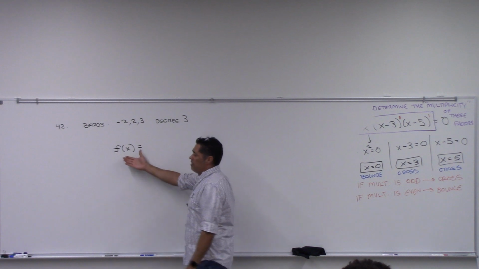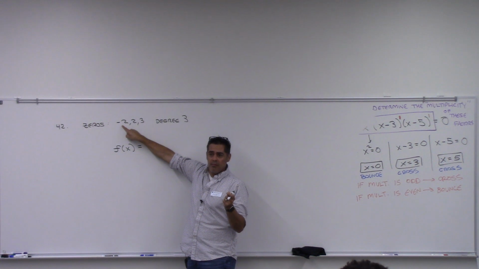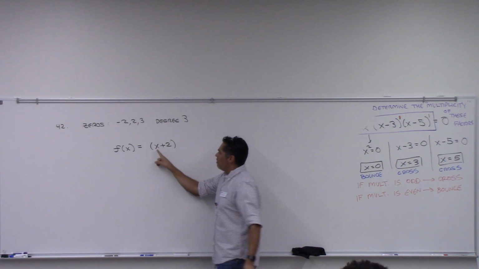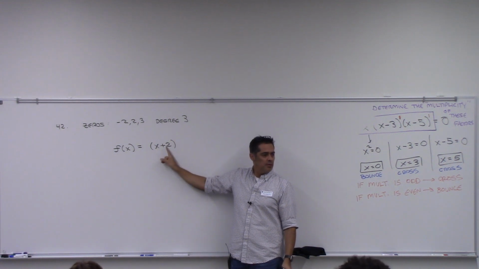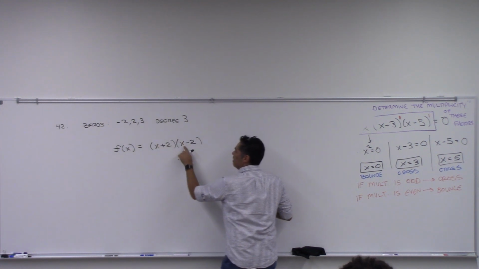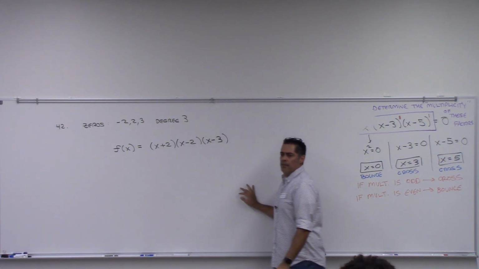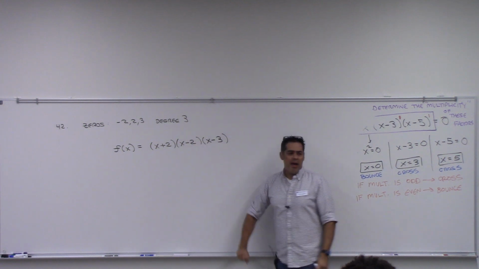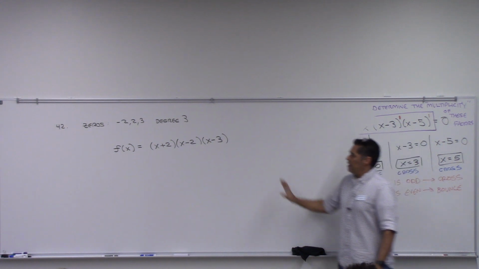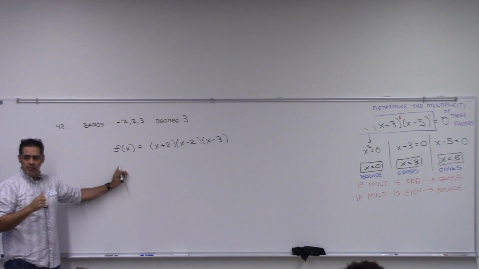I'm going to define a function f of x, and I know that when I plug in -2, I need to get 0, right? So I'm going to make a factor, x plus 2. Do y'all agree if I plug -2 into this, it becomes 0? Yes? Then I'm going to put x minus 2, because if I plug positive 2 into this, it becomes 0. And then I'm going to put x minus 3, because here, if I plug positive 3 in, I would have a 0. Do y'all agree those three factors I just created, this function that I just created would actually have these 3 zeros? Yeah? Okay.